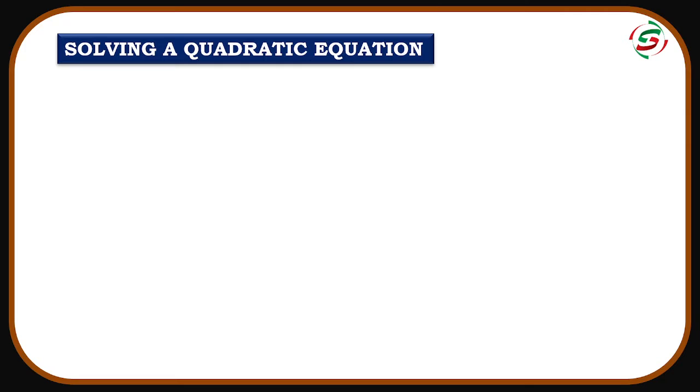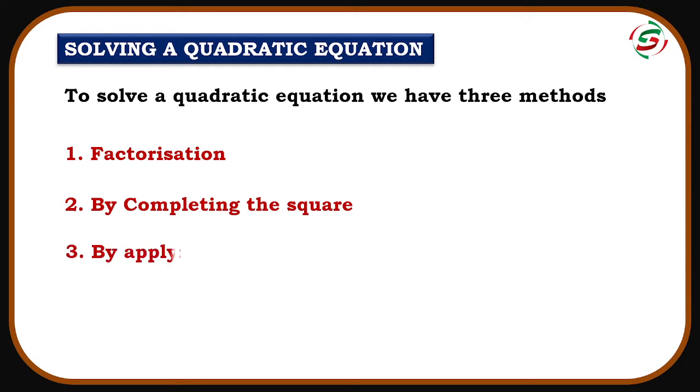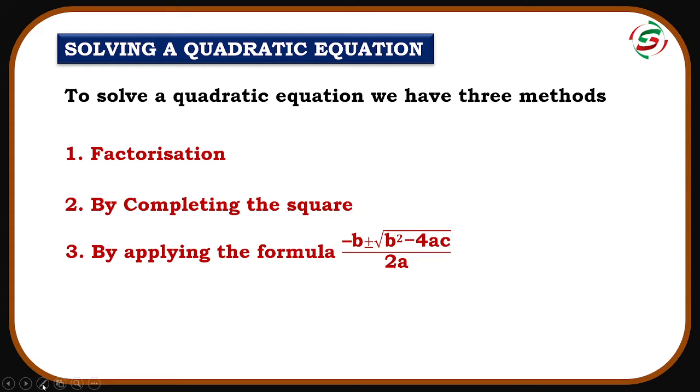We were solving quadratic equations. In that, we have already solved by the factorization method. Now we have to go for completing the square and applying the formula minus b plus or minus square root of b square minus 4ac divided by 2a. So now we have to go through the second and third methods.